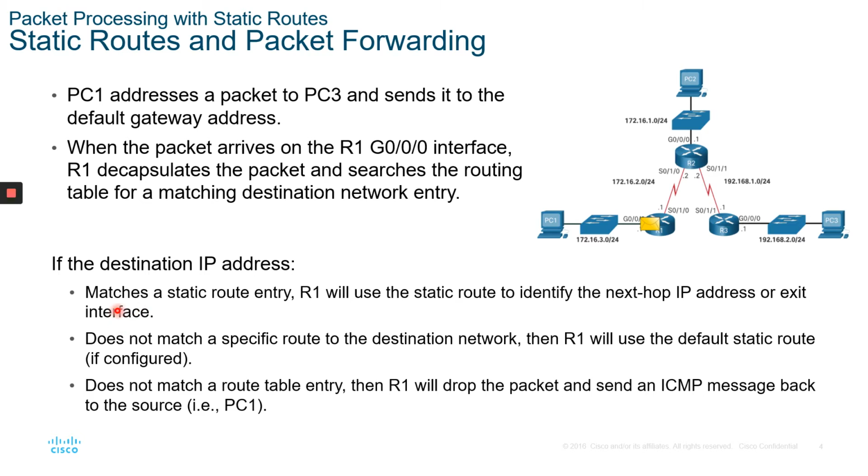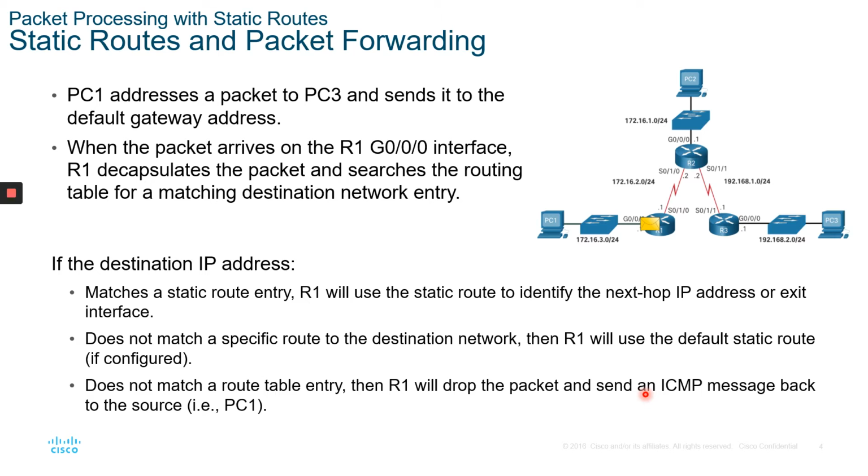The second scenario could be that it doesn't match any specific route to the destination network, and in this scenario, it will use the default static route if that is configured on R1. And the third scenario could be that it doesn't match any of the entries, and it will simply drop that message and send an ICMP message back to the source, which is PC1.